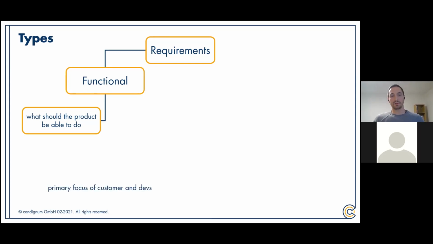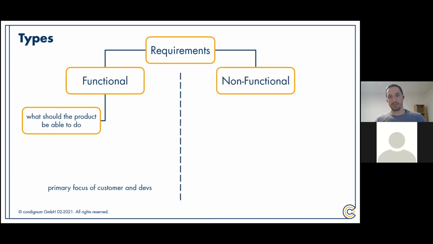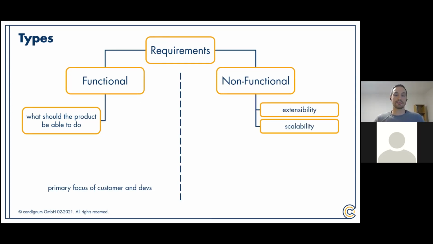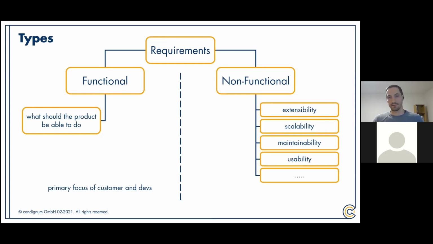And of course, the primary focus of the customer, and therefore the project leads and of course the developers, is on these functional requirements, because they are the reason why we even want to have this product. On the other hand, there are non-functional requirements. For example, things like extensibility or scalability or maintainability, usability, and so on. I think you get it.